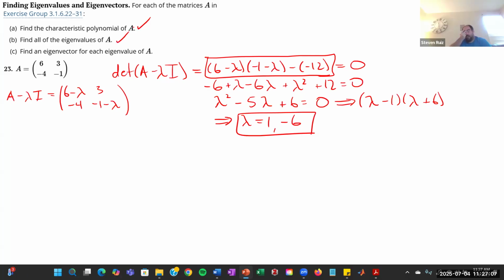Now, each eigenvalue should have an eigenvector. Remember, these are the values of lambda that, if I put them back into A minus lambda I, should make this matrix linearly dependent. So the first one is going to be A minus 1I. What is that matrix going to be? 5, 3, negative 4, minus 2. That doesn't look like it's going to be linearly dependent. So let's see what went wrong.